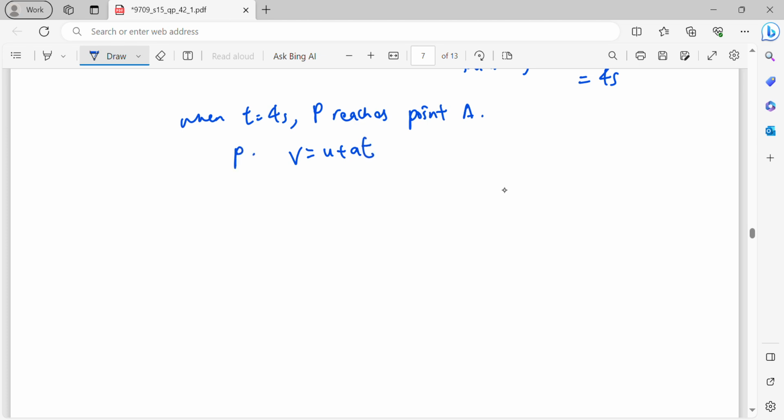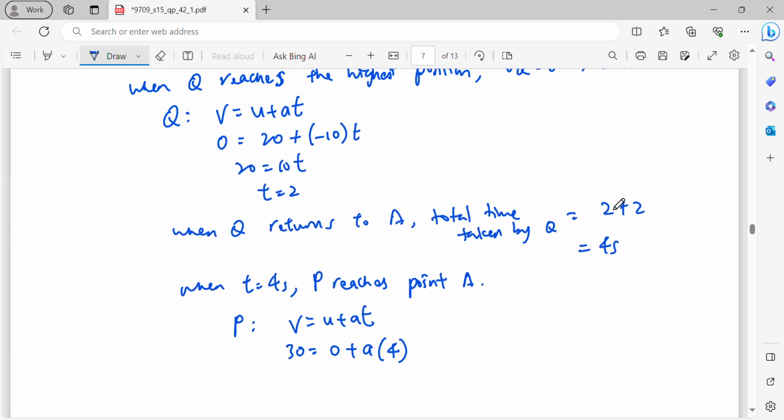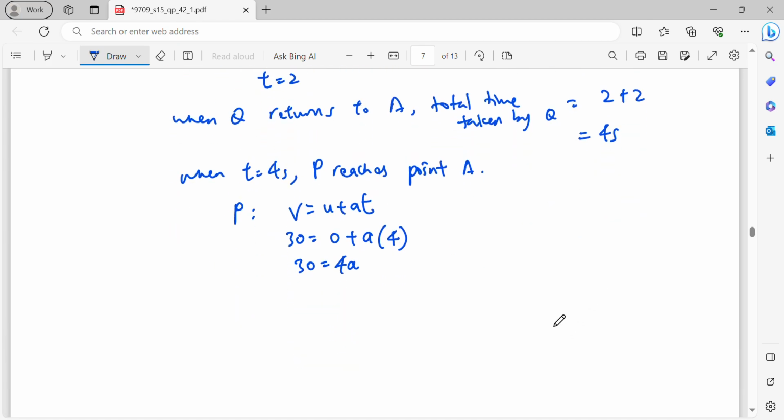This is referring to the particle P. So V is 30, U is 0, the A is unknown, and the T is 4. Just use all the information. Then from here, 30 equals 4A. Hence, I will get A equals 30 over 4, which is 7.5 meters per second squared. So that is the acceleration taken, the acceleration of the particle P.